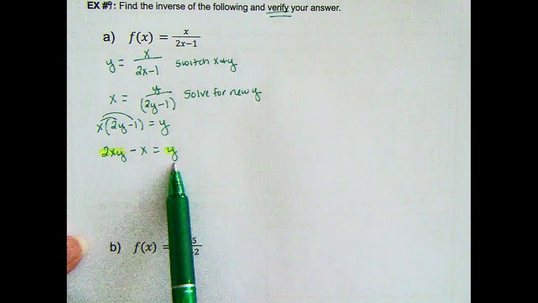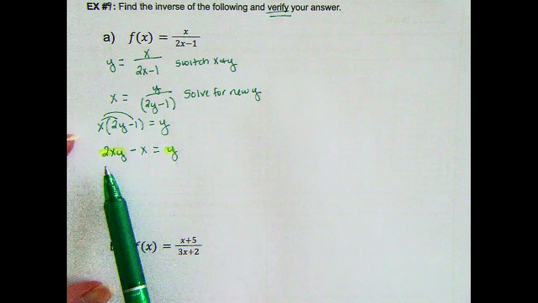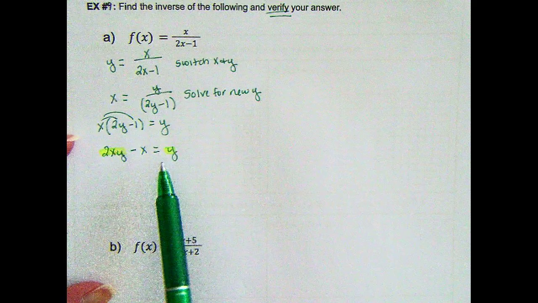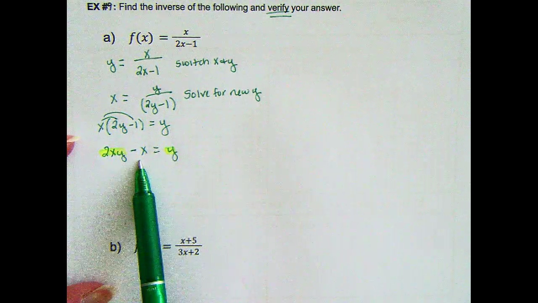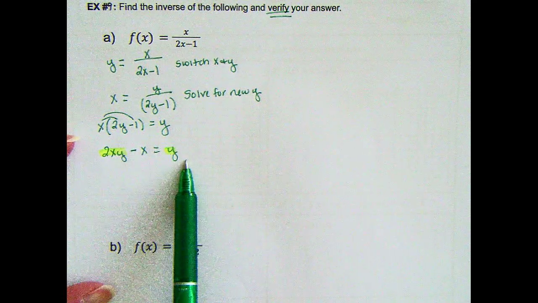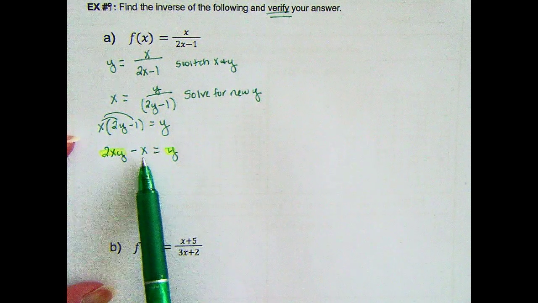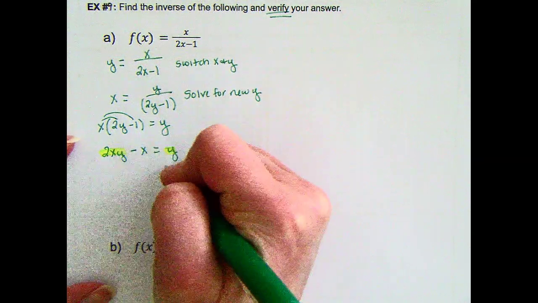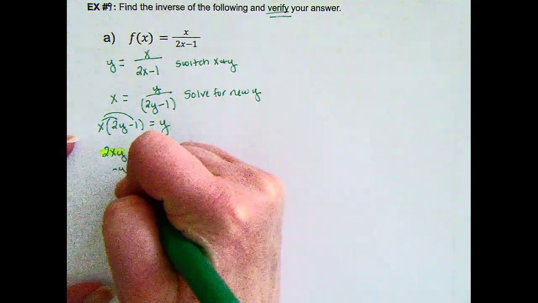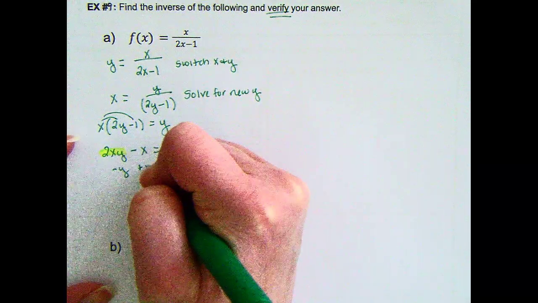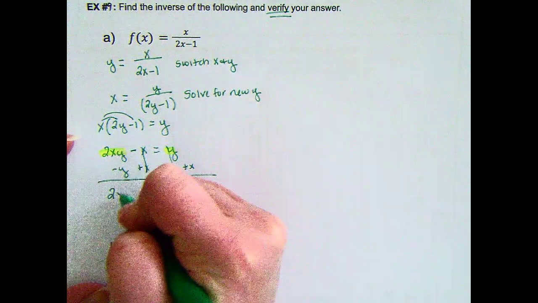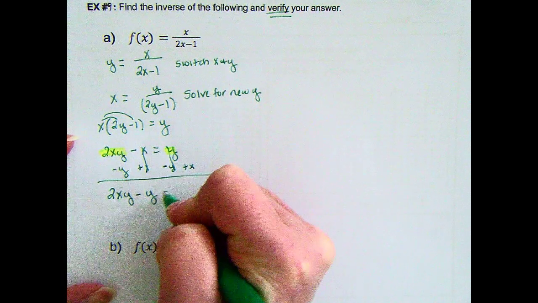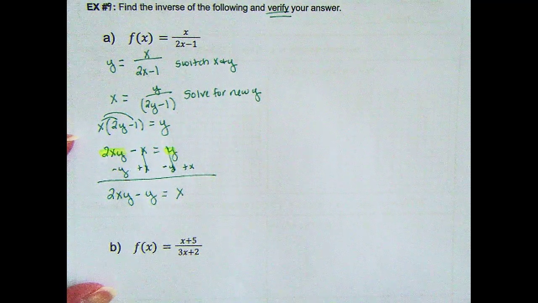So since this y is already by itself, you could, if you want to get rid of this negative x, technically subtract this y over and then add the x to the other side. I might do that just so that becomes a positive. So I'm going to subtract the y over. So this is gone. Add the x. I'm going to get my y's on the left side. So 2xy minus y is equal to x.